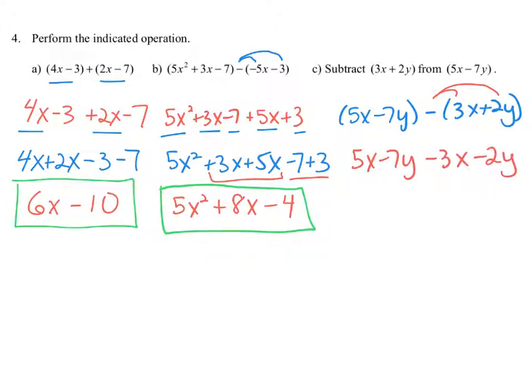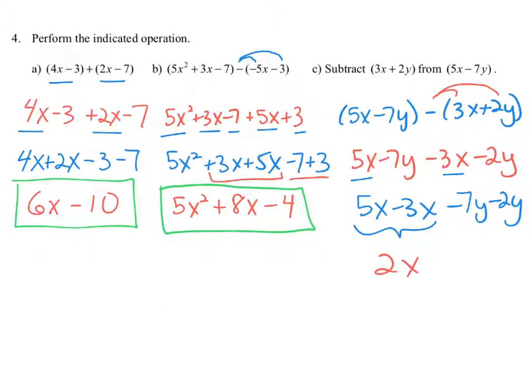to get 5x minus 7y minus 3x minus 2y. Now we can combine like terms, beginning with the x terms, 5x minus 3x, and then the y terms, minus 7y minus 2y. By combining those first two terms, 5x minus 3x, I get 2x. And then combining those last two terms, negative 7y minus 2y is negative 9y. So that is our solution. Simplifying that expression, we have 2x minus 9y.